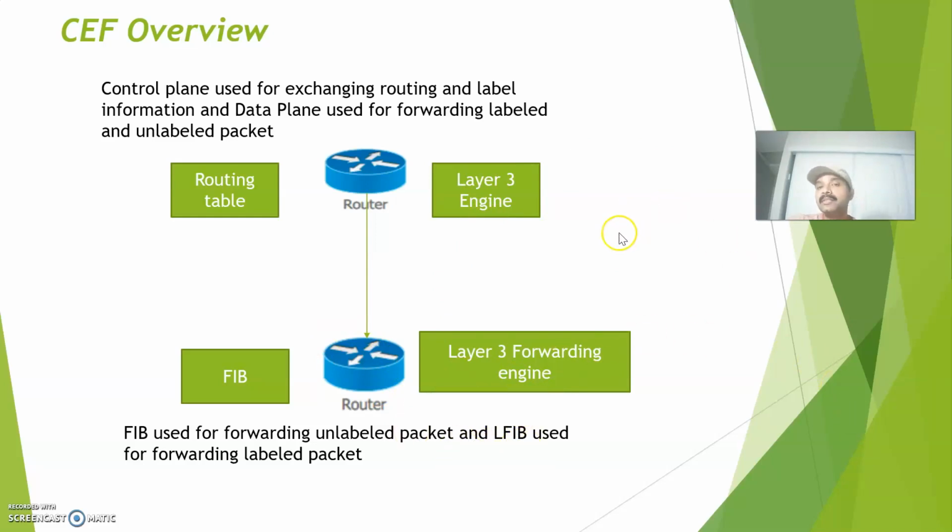So first, it will build the control plane, right? It will build the LIB, the Label Information Base, and based on that information, it will build the LFIB, the Label Forwarding Information Base, which is used for forwarding the labeled packet. FIB is used for forwarding the unlabeled packet. So that is the difference between FIB and LFIB. FIB is used for forwarding an unlabeled packet, and LFIB is used for forwarding the labeled packet.